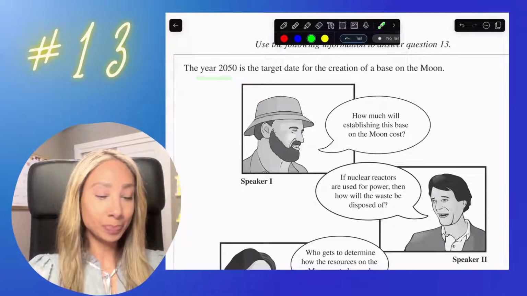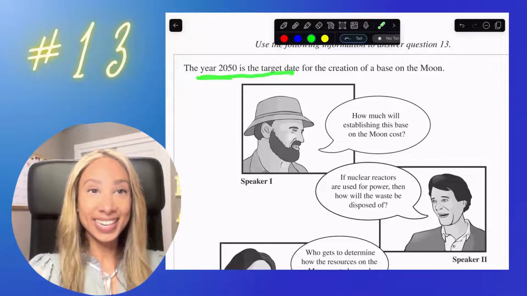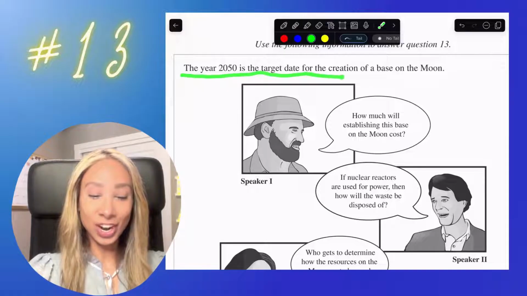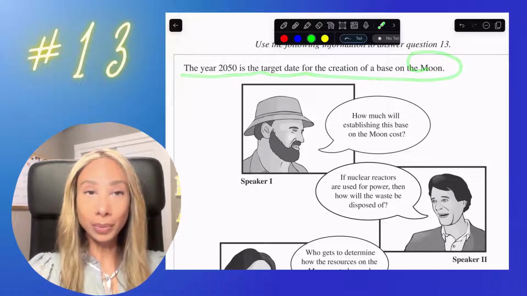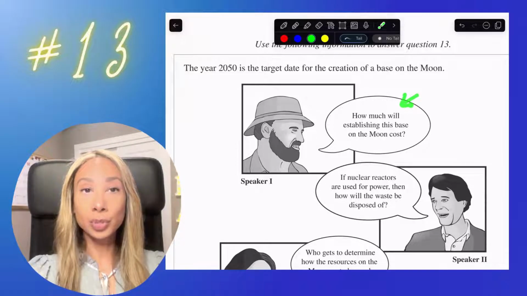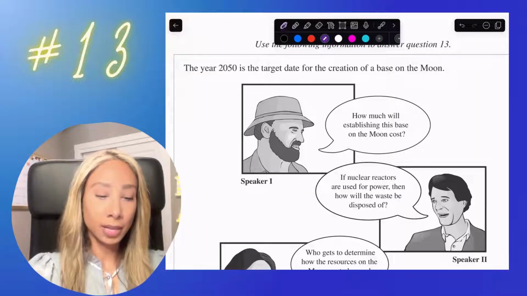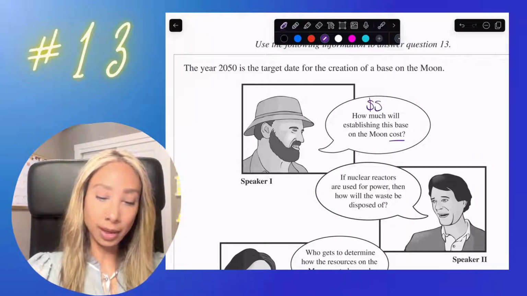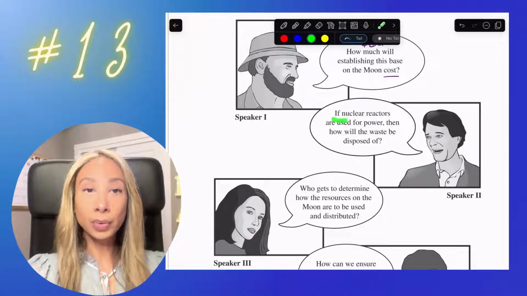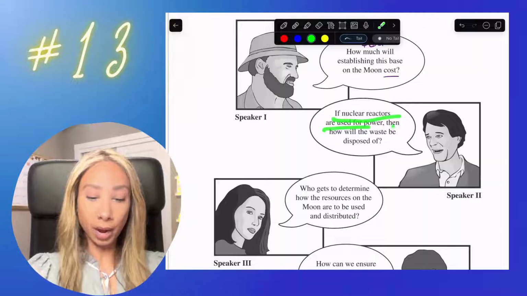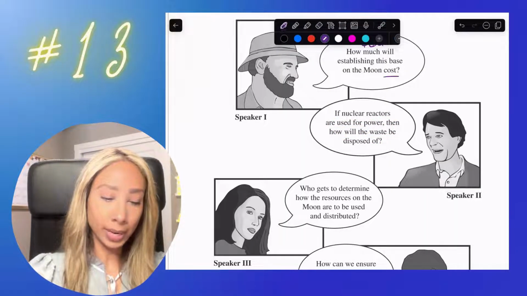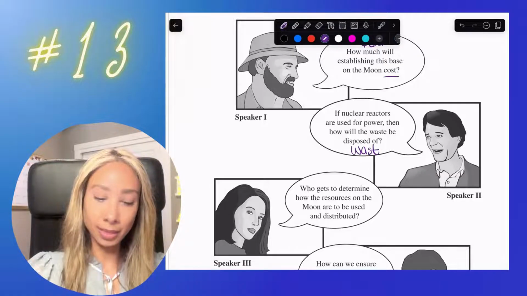The year 2050 is the target date for the creation of a base on the moon, okay? So we're creating a base on the moon. The first speaker asks, how much will establishing the base on the moon cost? So if they're talking about cost, most likely they are looking at an economic perspective. The second speaker says, if nuclear reactors are used for power, then how will the waste be disposed of? So they're really thinking about the waste, they're really thinking about the environment, not quite the economics of it.